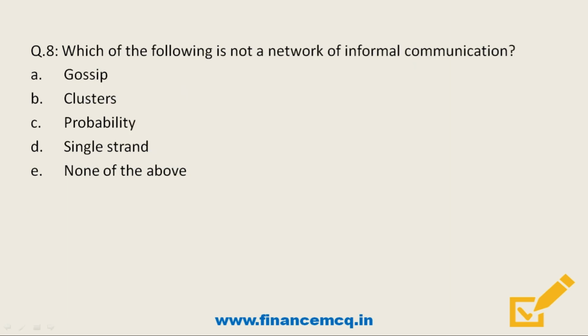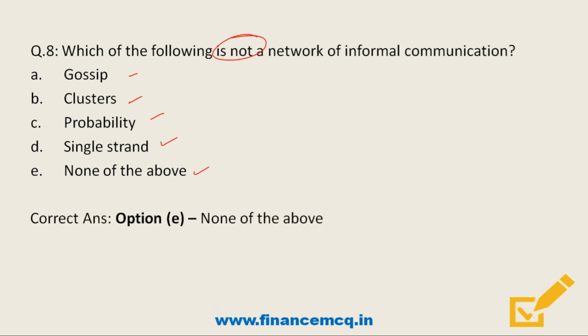Moving on. Which of the following is not a network of informal communication? So friends, options are gossip, clusters, probability, single strand, and none of the above. So friends, remember that all of these are networks of informal communication. So the answer will be option E. Now let's understand all these networks of informal communication.